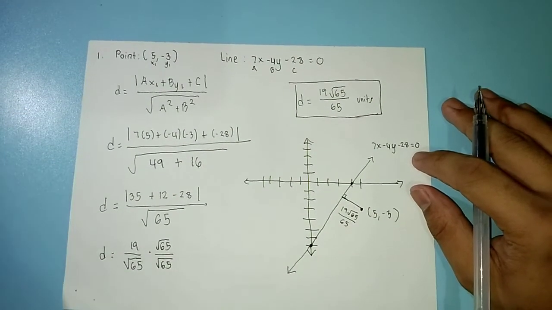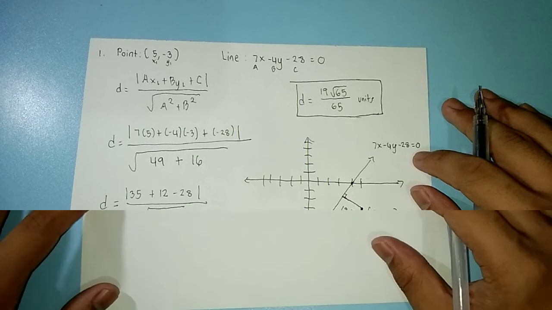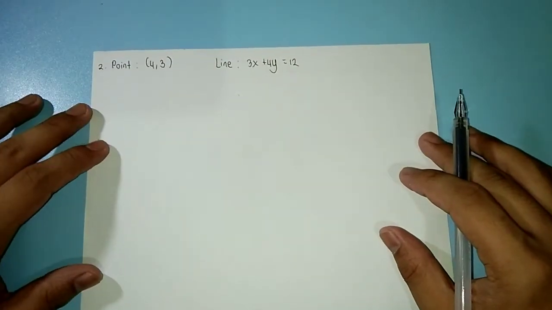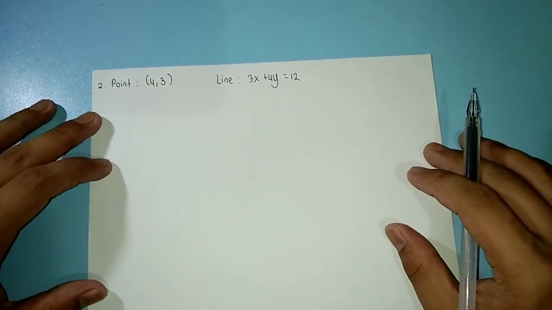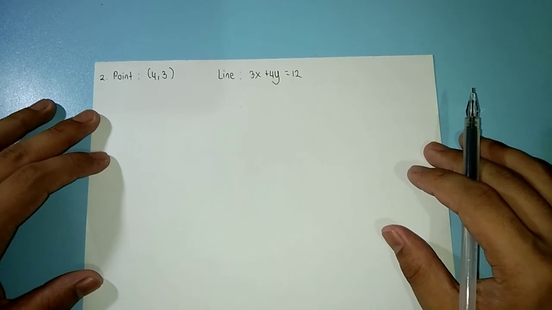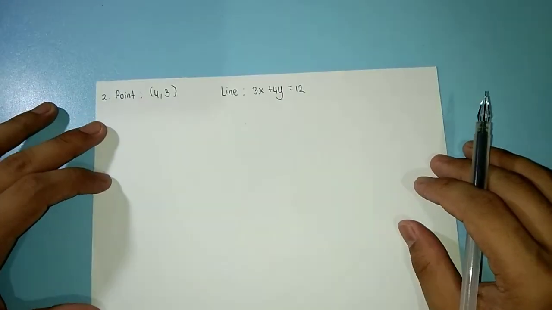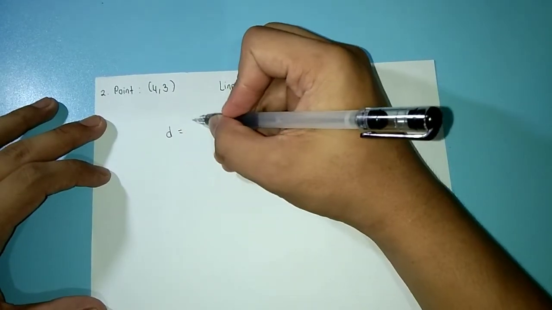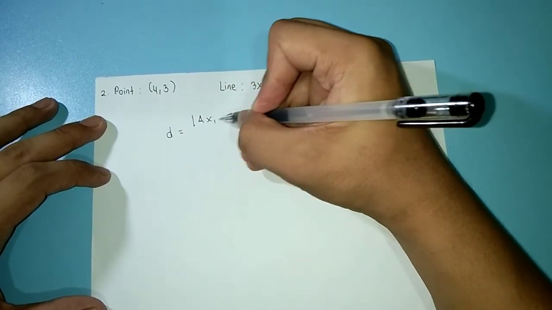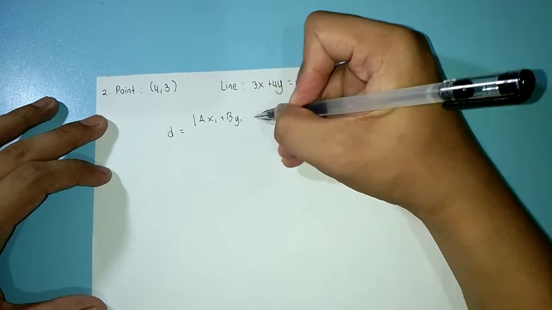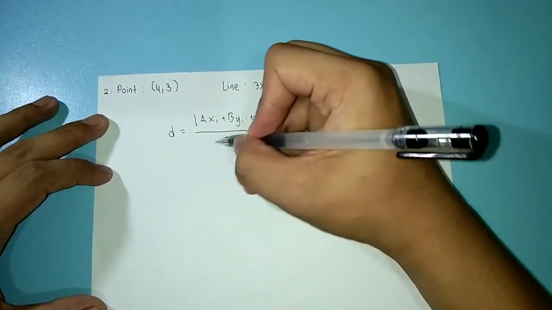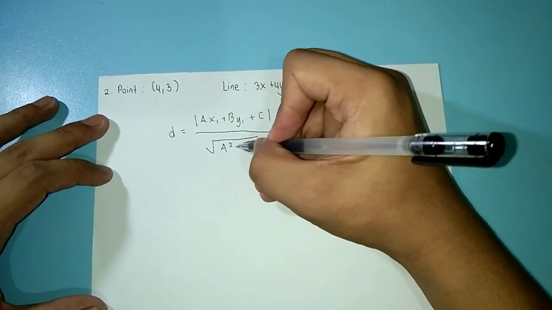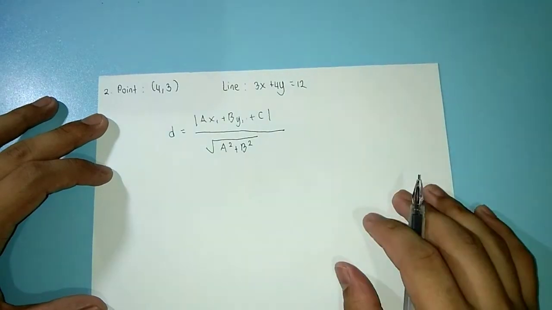So, proceed tayo sa next example. Okay, for number 2, let's have point 4, 3 and line 3x plus 4y equals 12. So, hanapin natin yung shortest distance. So, we have d is equal to absolute value of a, x sub 1 plus b, y sub 1 plus c, all over square root of a squared plus b squared.